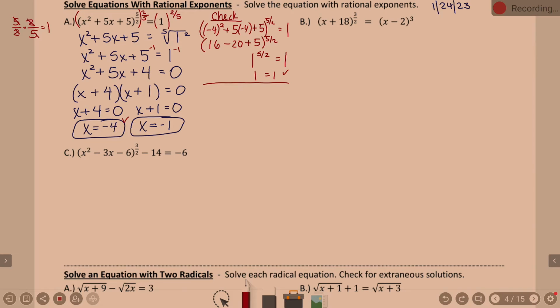Did you try a shortcut and just check one and assume the other one won't work? Yep. Okay. I believe I warned against that yesterday, didn't I? Yep. Okay. Now we're going to check -1 because we're not going to assume the other one doesn't work.